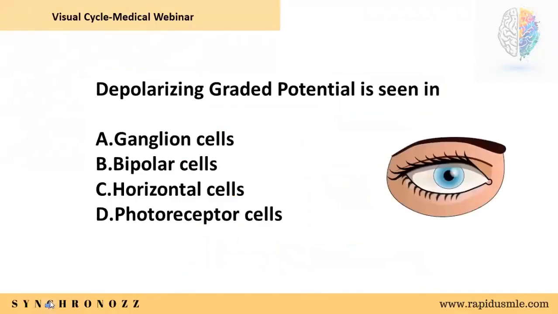So let's go to the next slide. I request you to answer this question. Just read the question. Depolarizing graded potential is seen in option A, ganglion cells, option B, bipolar cells, option C, horizontal cells, and option D, photoreceptor cells. You can use the chat board here to answer this.